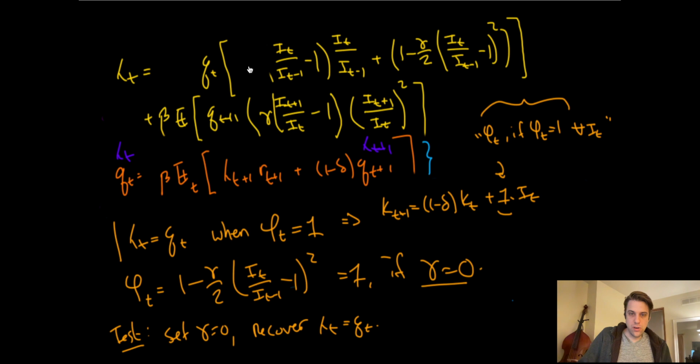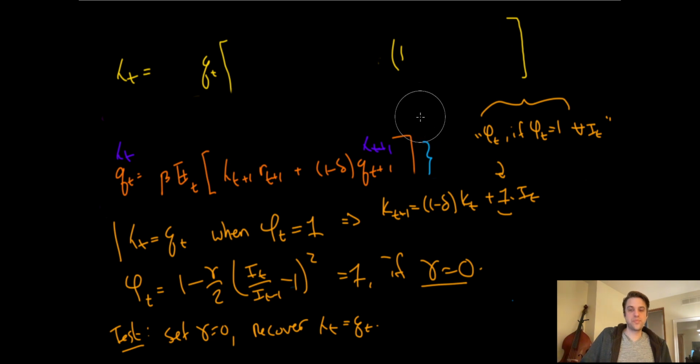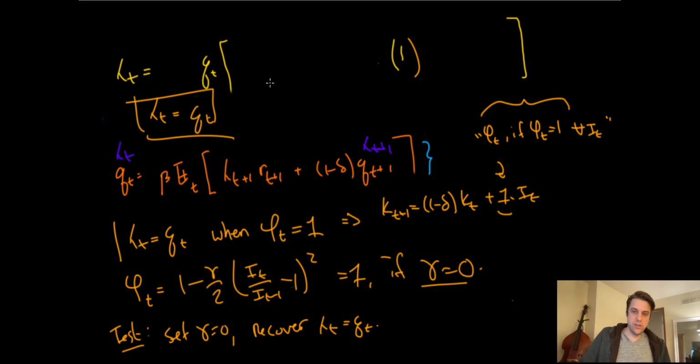So gamma is 0, so all this is 0. And gamma is 0, so all this is 0. This whole thing goes away. And gamma is 0, so all this goes away. So as you can see, we're just left with a 1. And indeed, we recover lambda t equals qt. So we can be somewhat confident that we didn't make any mistakes because we were able to recover lambda t equals qt.